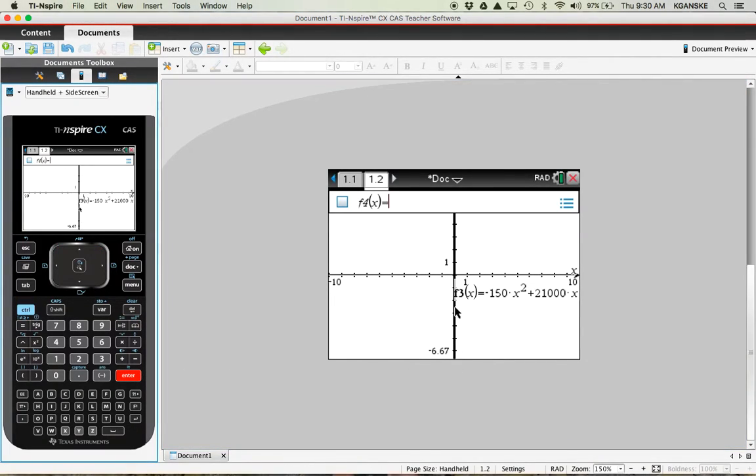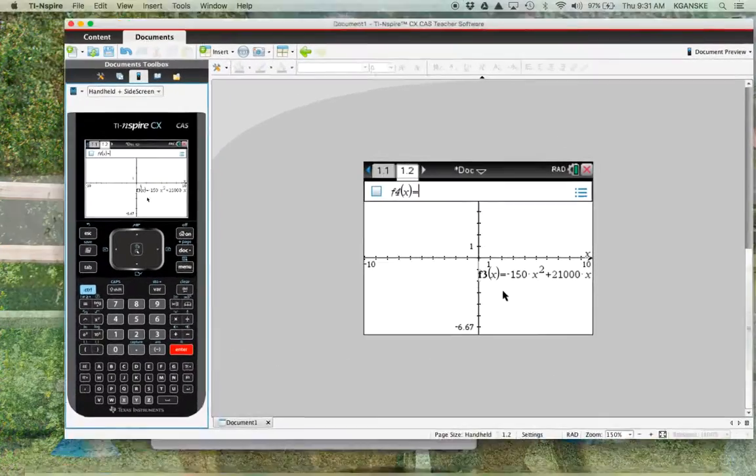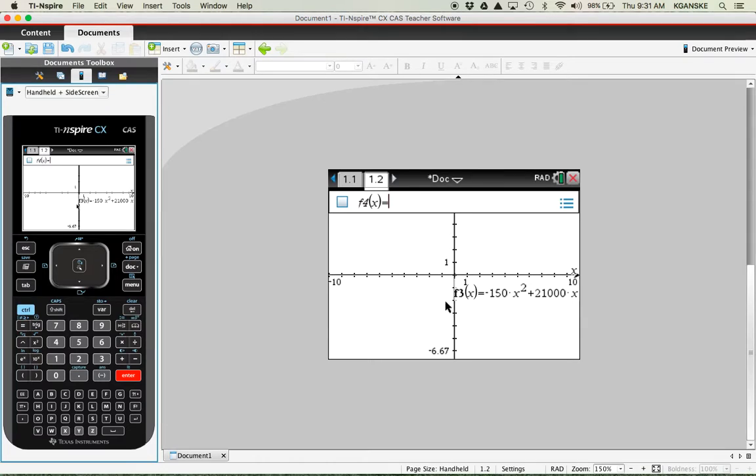we get this. We get a little line on the y-axis, but we don't see the parabola that we should. And that doesn't mean that you've done something wrong. It just means that the window isn't set properly.